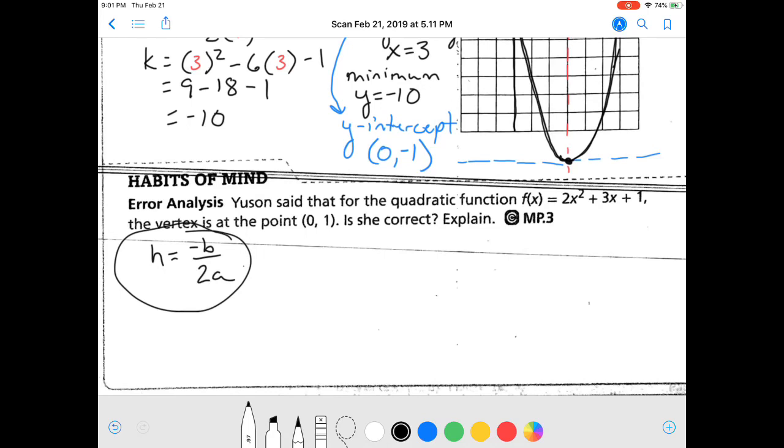I'm going to give you a few minutes to work on this. If you need more time, ask the sub to pause the video.